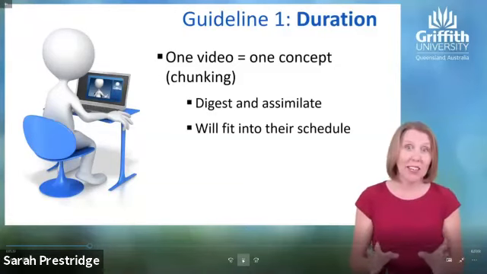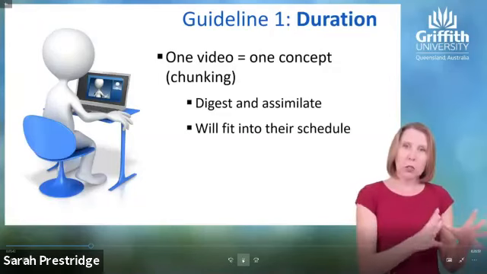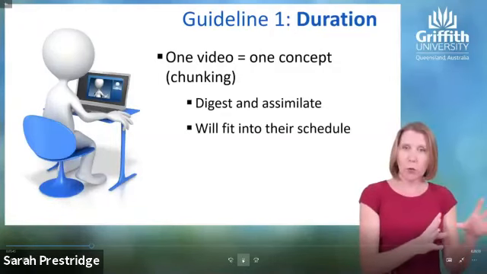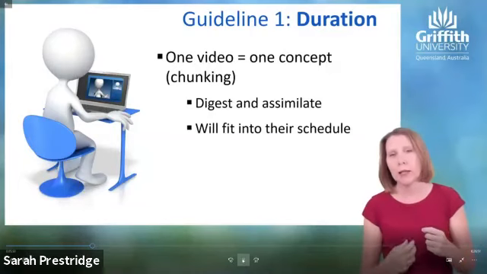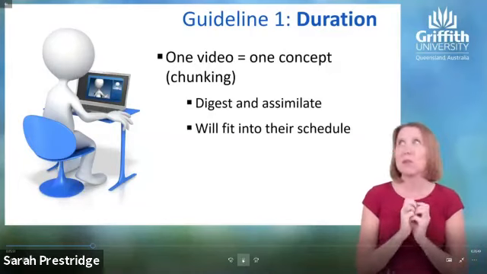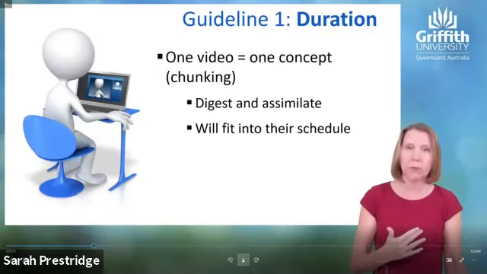Now, this is really interesting because I've monitored students watching videos. Students who have sat and seen a 40-minute video on the screen won't watch it because they think it's way too long. And they don't believe that you can possibly stay interesting for 40 minutes. So they won't watch the video.